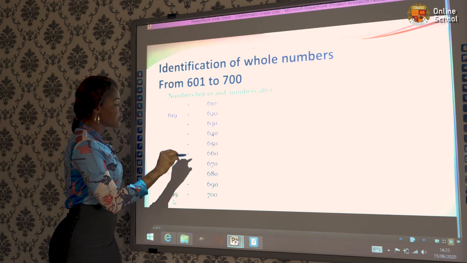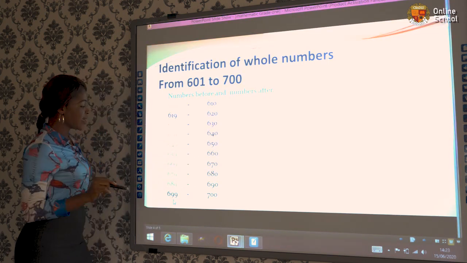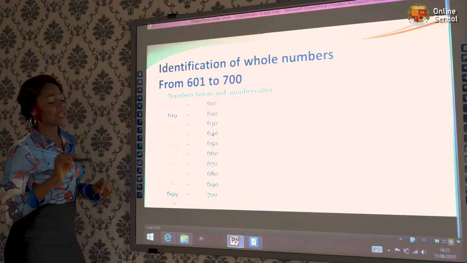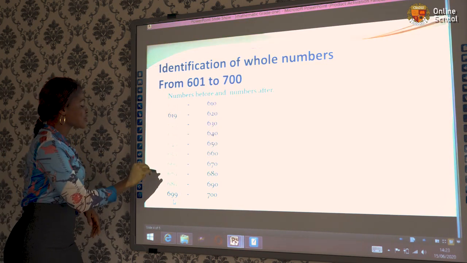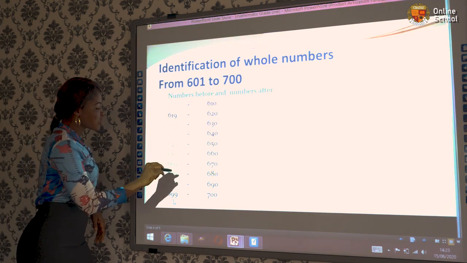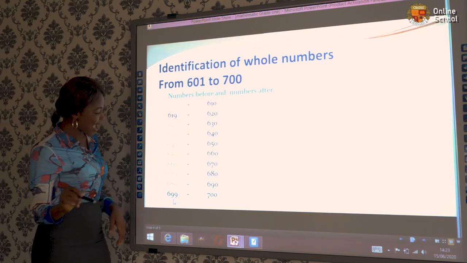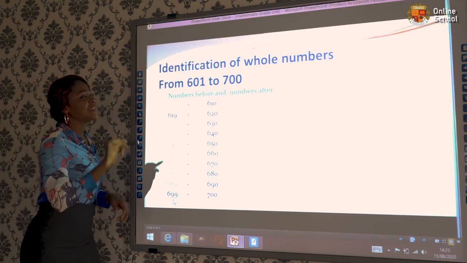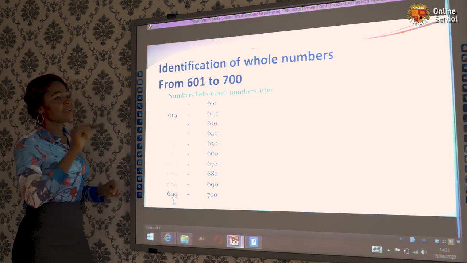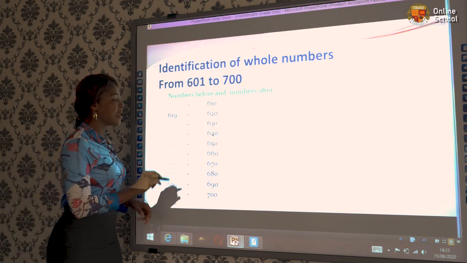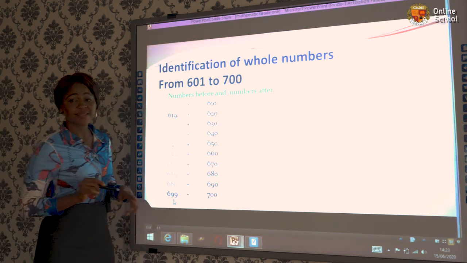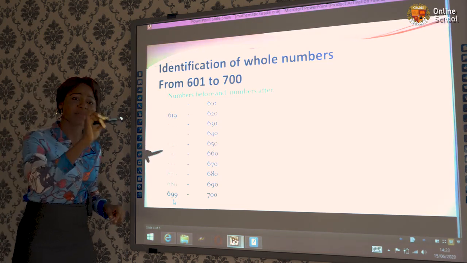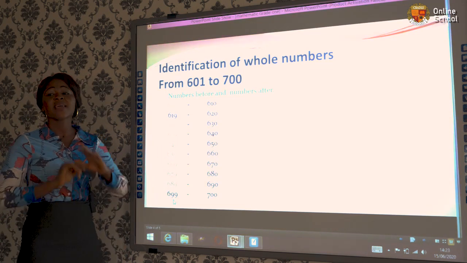Then you move to 660. You have 669. You move to the next group, which is 670. You now have 679. The next will be 680. The next one is 689, 690, 699. After 699, the next one is 700. Please don't forget, when you get to 699, your next number is 700.